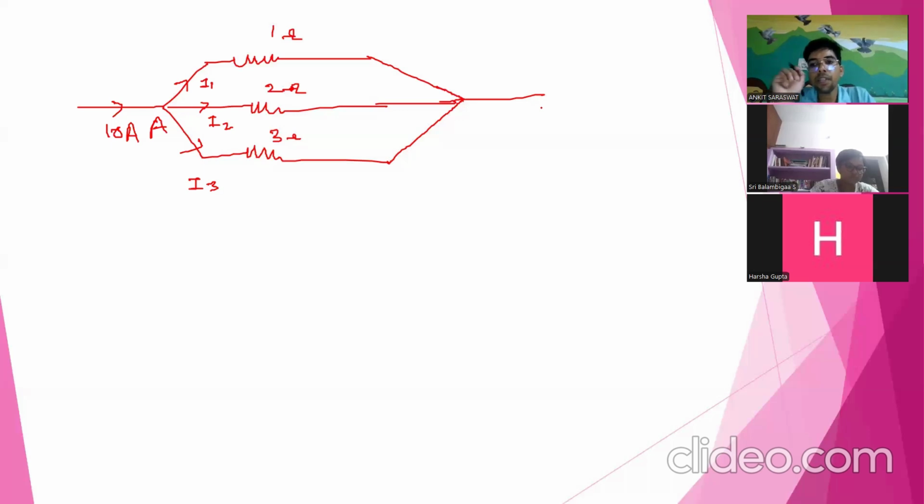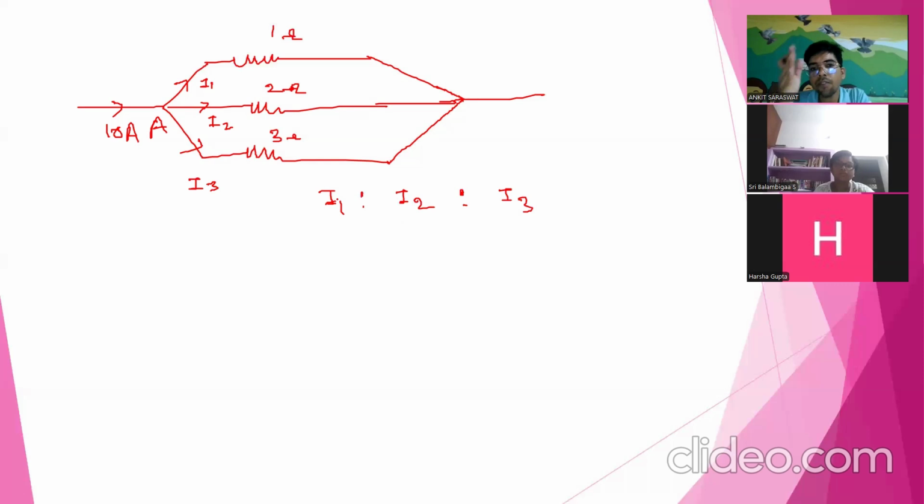You have 10 ampere current. You need to distribute the current in what ratio? I1 ratio, I2 ratio, I3. You need to divide the current 10 ampere into I1, I2, I3. Clear? Then if I ask you the ratio of I1, I2, I3, you will write like this: I1 ratio, I2 ratio, I3.